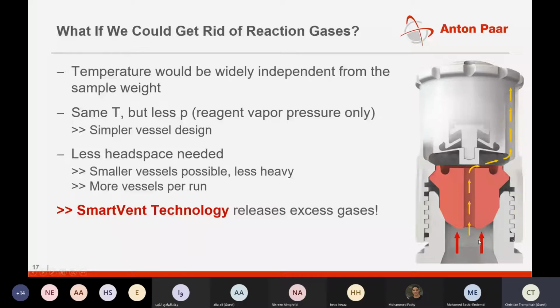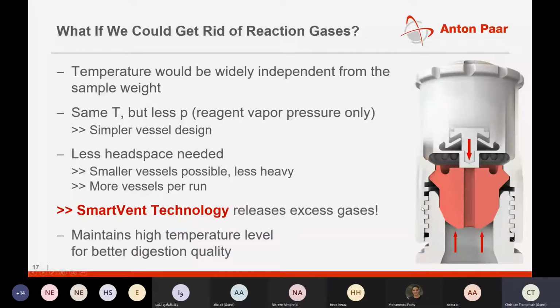And as long as you stay below the vapor pressure of the acid or below the boiling point of the acid, you mainly release the reaction gases and only a very small fraction of acid vapors. So we really get rid of the carbon dioxide and the nitrous gases. And as soon as the pressure has released, the vessel closes again and our digestion goes on, and we are able to reach the high temperature. And we are able to maintain the temperature level quite independent from the sample weight.